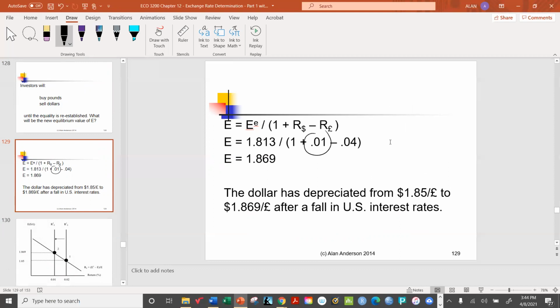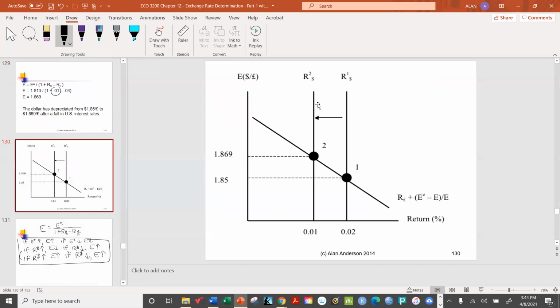Nobody should be surprised by that. And so now, this is what the graph looks like. The dollar return curve shifts to the left. And now all of a sudden, we have a weaker dollar. And each country now has the same lower return at 1%. Just the opposite of what we just saw.